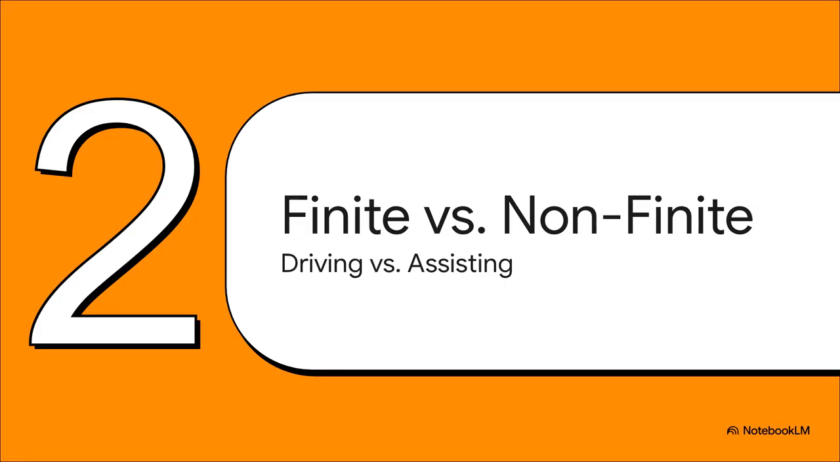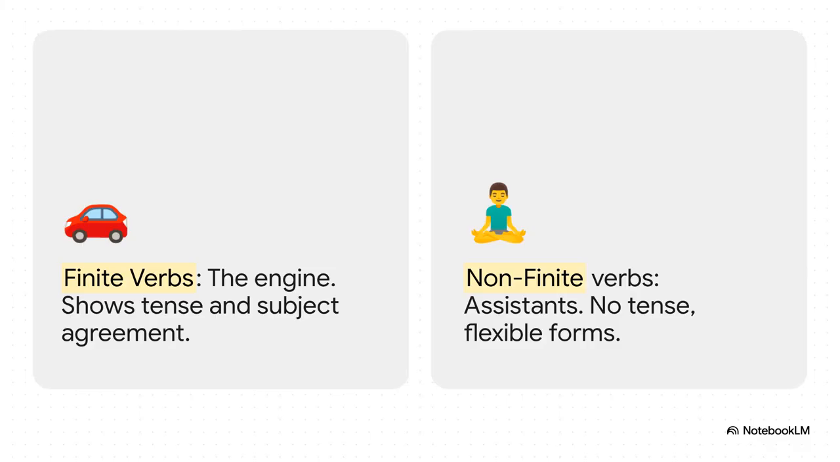Moving right along to section 2, finite versus non-finite verbs. So the crucial point here is understanding the contrast between these two. Finite verbs are your engine. They do all the heavy lifting. They show tense, past, present, or future. They show voice, and they have to match the subject. Honestly, for a sentence to be complete, it absolutely needs one of these engines.